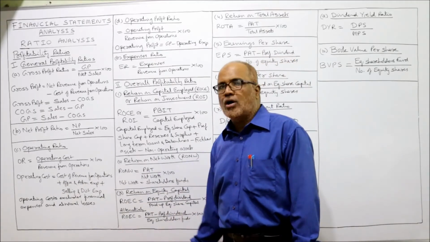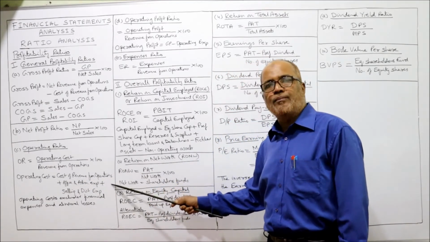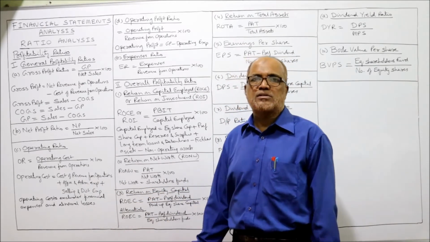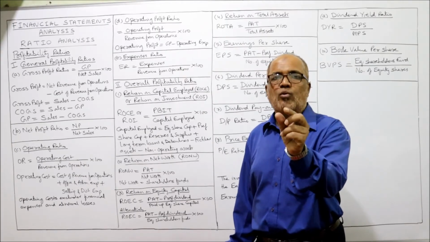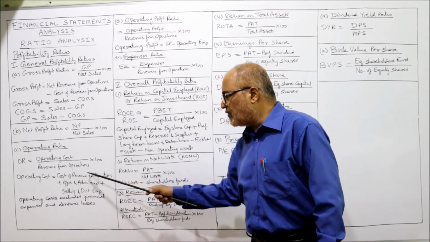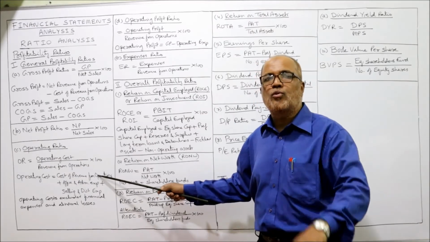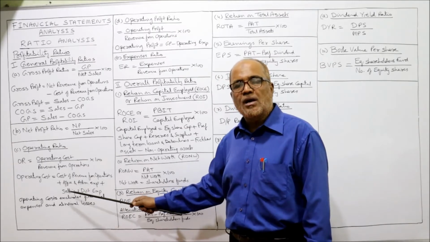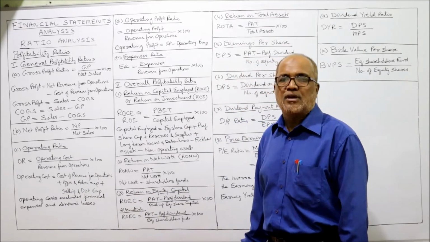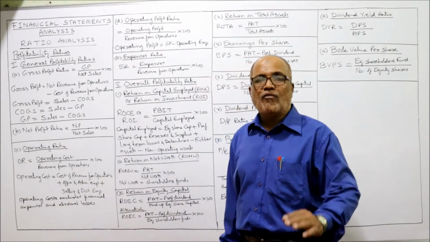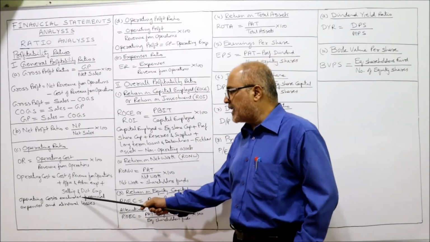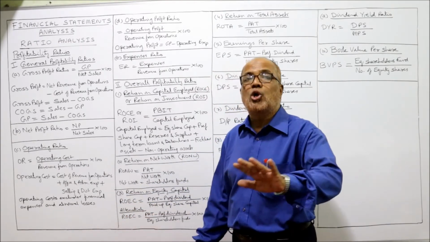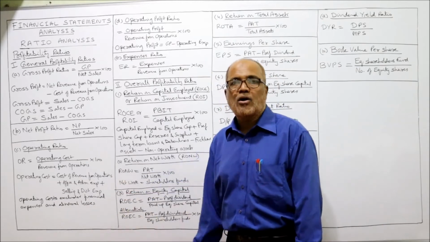So what do you mean by operating cost? Cost of revenue from operation plus office and administration expenses plus selling and distribution expenses. In simple words, cost of goods sold plus office and administration expenses plus selling and distribution expenses. This is called operating cost. What costs should not be included? Financial expenses and abnormal losses should not be taken in operating cost.